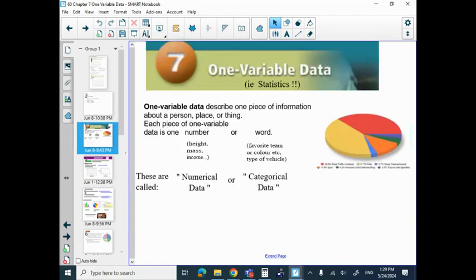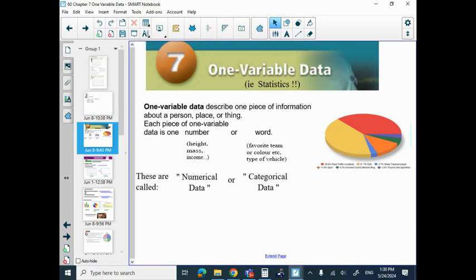So with one variable data, or statistics, you're analyzing data. We're looking at one piece of information from a person or a place or something. Each piece of one variable data is either going to be a number or a word. Numbers could be the height of something, or the temperature, or mass, or the income, some number value. Or it could just be an answer like your favorite team, or of a certain sport, or your favorite color, or whatever.